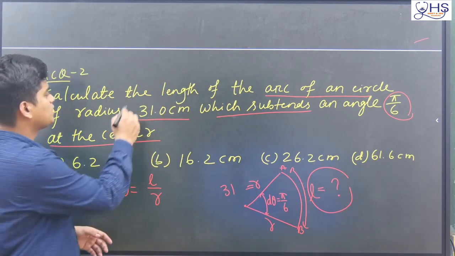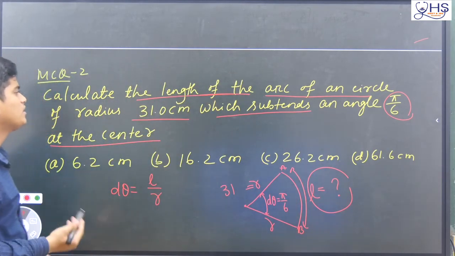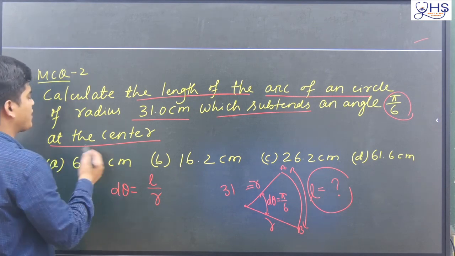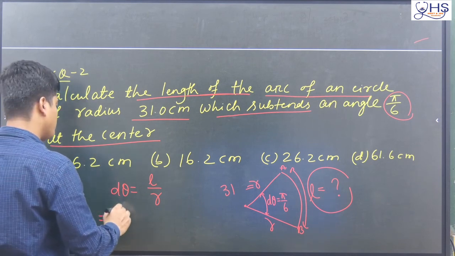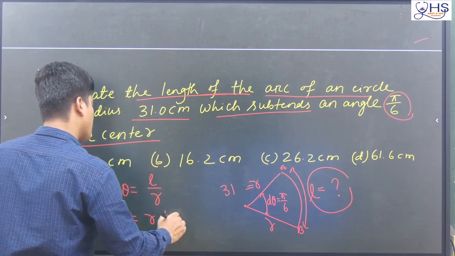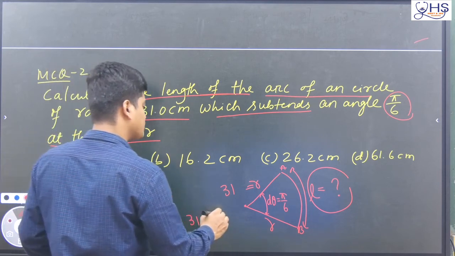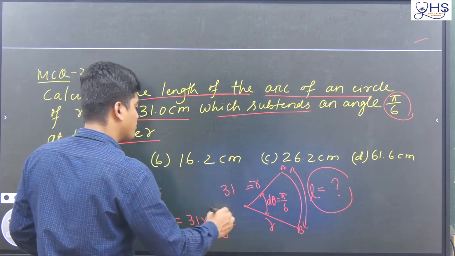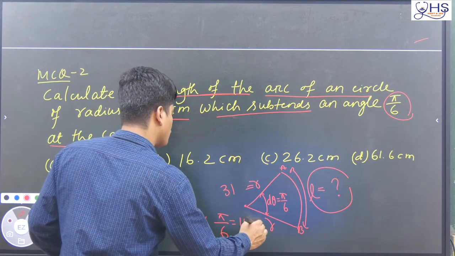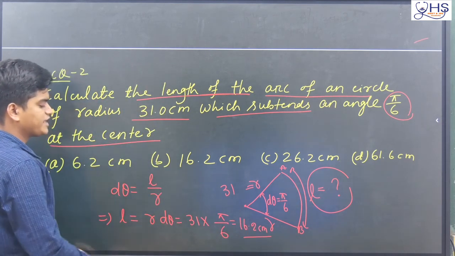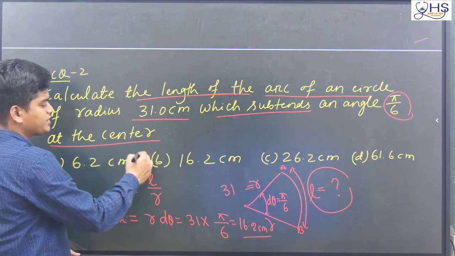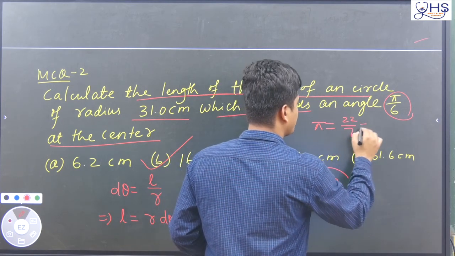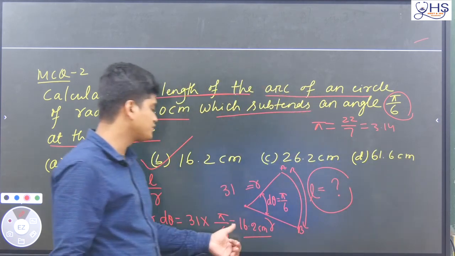So they are asking what? The length of the arc of a circle of radius 31 centimeter which subtends an angle pi by 6 at the center. Now from here L is nothing but r d theta, r is 31 and d theta is pi by 6. If you multiply this, how much will you get? You will get around 16.2 centimeter, because the unit will come centimeter. So the answer will be B. And remember, what pi value can you substitute here? 22 by 7 or around 3.14 you can substitute here.